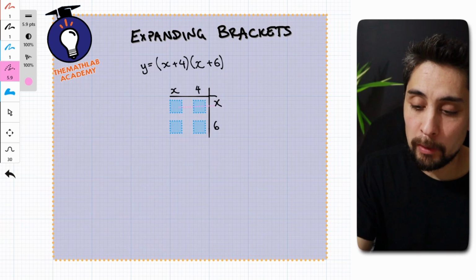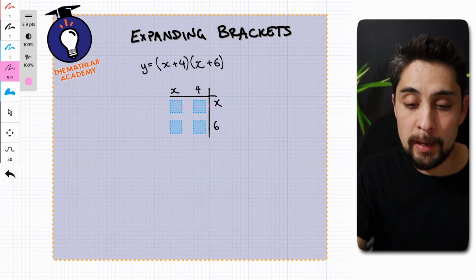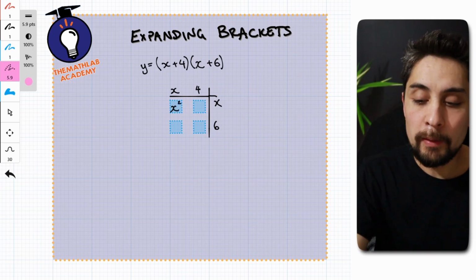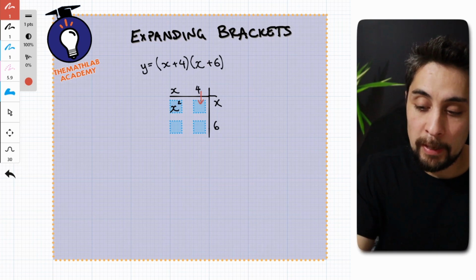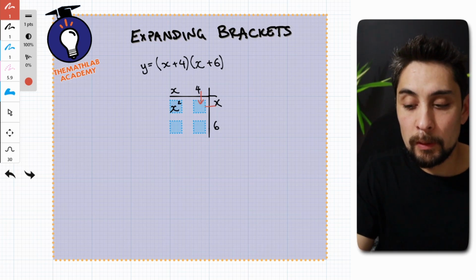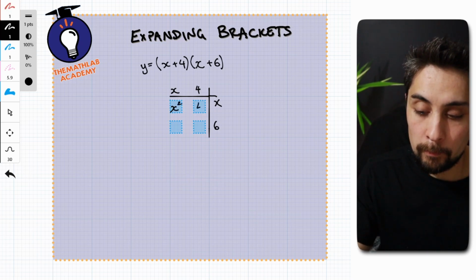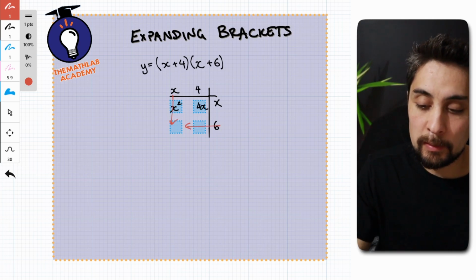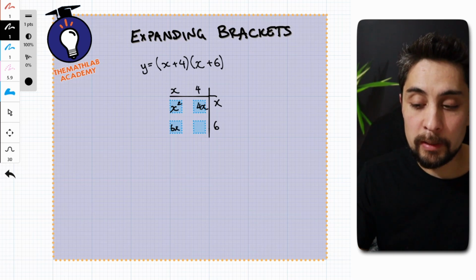So this first box on the left hand side here will be the combination of x and x. X times x is x squared. The next one up is the product of x and 4. 4 times x is 4x. Next up is the product of x and 6, which gives us 6x. And lastly, 4 times 6 is 24.